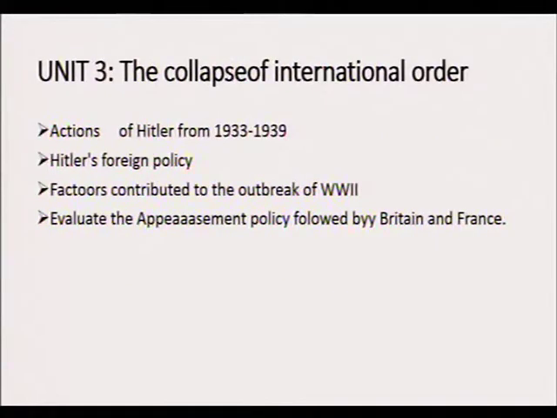In Unit 3, which will be question 3, it's about the collapse of international order. The first topic there should be actions of Hitler from 1933 to 1939, Hitler's foreign policy, factors that contributed to the outbreak of the Second World War. And make sure that there are a lot of factors. Evaluate the appeasement policy that was followed by Britain and France.